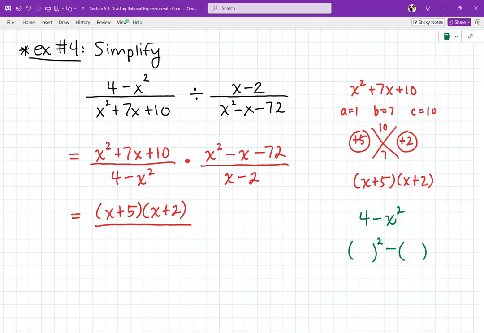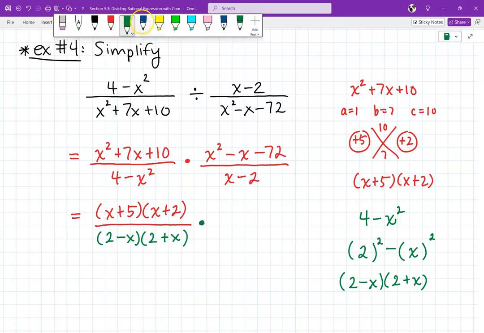Something squared minus something squared. Okay. Well, what squared is 4? It's 2. And what squared is x squared? An x. Now I know this looks weird because we normally are used to the letter in the front, right? Not the number. But we still do it the same way. 2 minus x, 2 plus x. Okay? So I'm going to put 2 minus x, 2 plus x times. All right, next one.